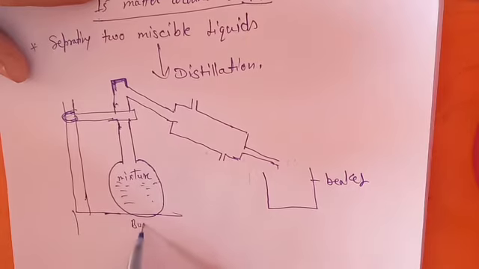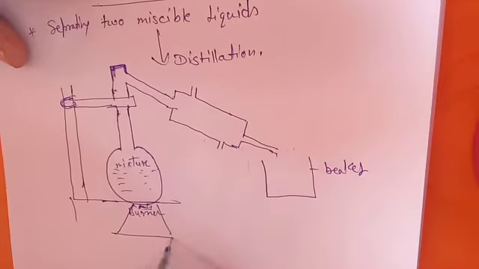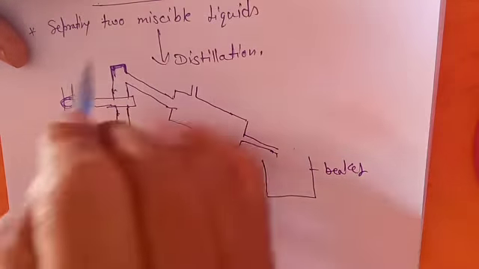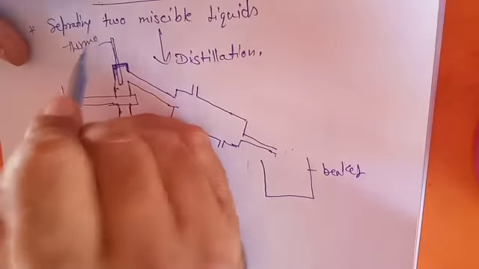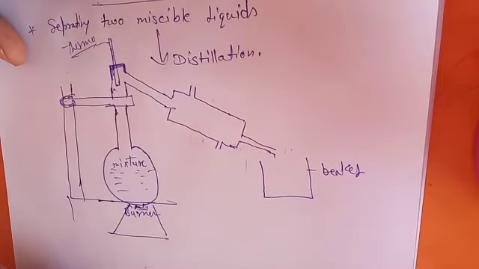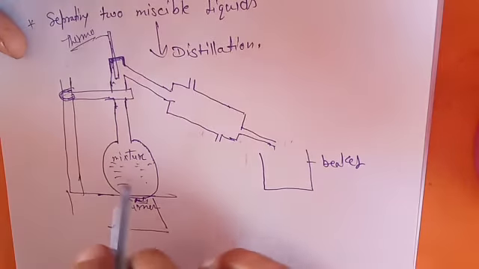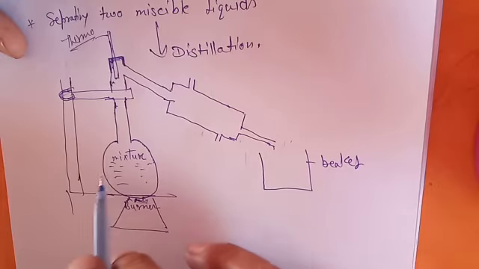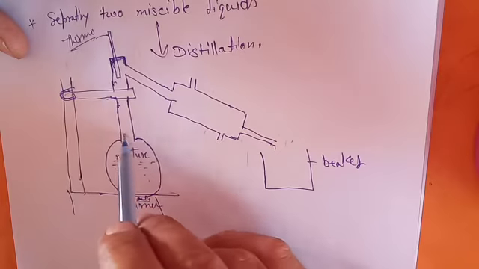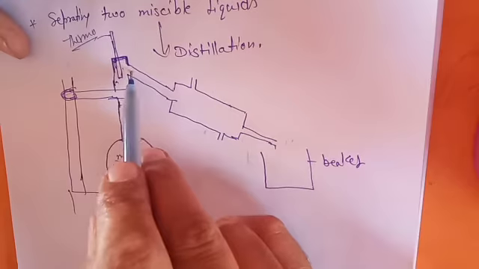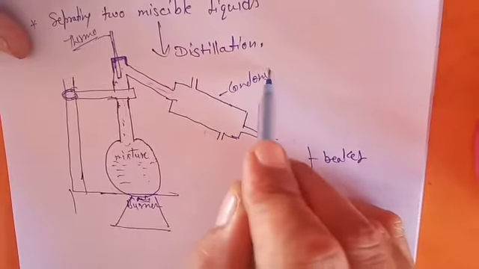Now we take a burner here. We are heating this mixture. When we start heating, we also use a thermometer over here and keep noticing the temperature. When we heat this mixture, we know that the two liquids have different boiling points. So the one with the lower boiling point will start vaporizing, and the vapors will start moving from here to the condenser.